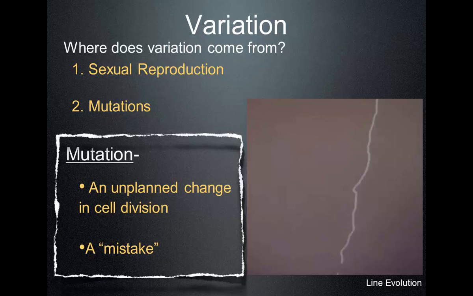So variation comes from two places. Sexual reproduction, which shuffles the deck, and mutation, which sort of adds new cards to the deck. And when that happens, you get different combinations, new varieties.